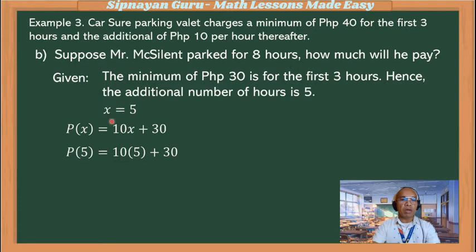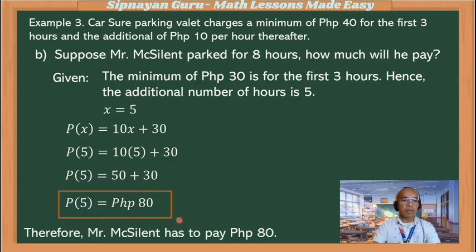And the function of 5, that is P of 5, is equal to substituting X by 5. So 10 times 5 plus 30. 10 times 5 is 50, plus 30. Then 50 plus 30 is 80. So therefore, Mr. McSilent has to pay 80 pesos if he parked for 8 hours.